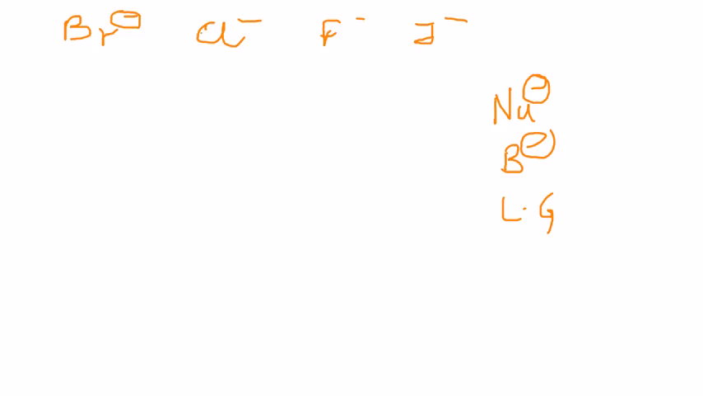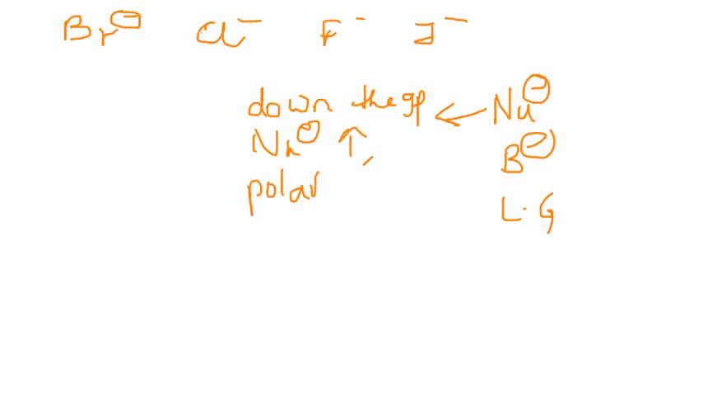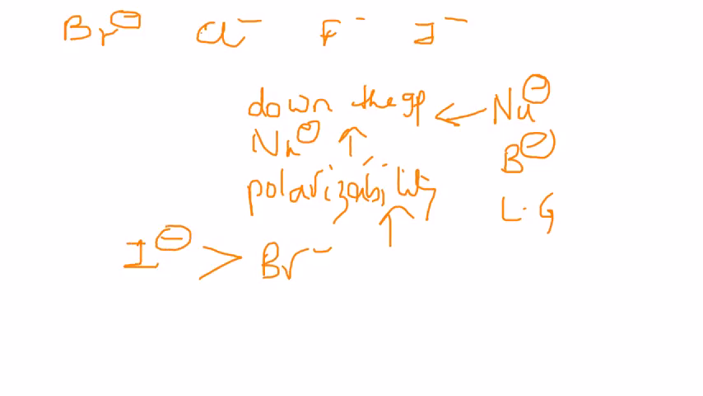Okay. We then had to do the same thing for bromide, chloride, fluoride, and iodide. So again, realize that down in a group, nucleophilicity increases because polarizability increases. So down the group, nucleophilicity increases since polarizability, or the size, increases. So essentially that iodine is going to be able to hold that negative charge better due to that big size. And so I minus is most nucleophilic, followed by bromide, followed by chloride, followed by fluoride.